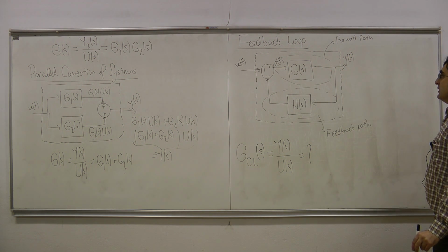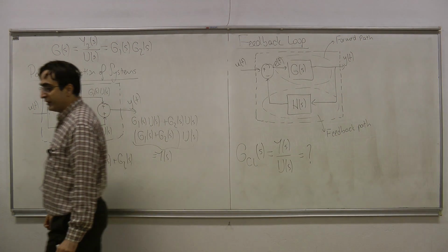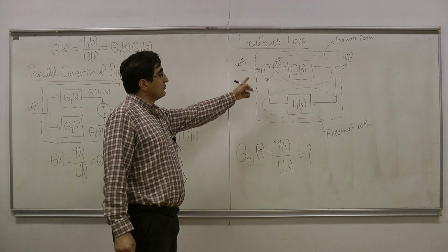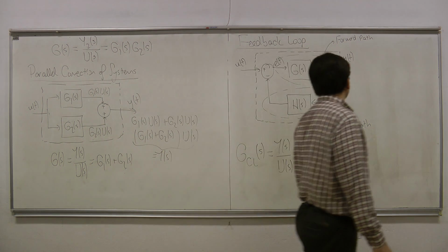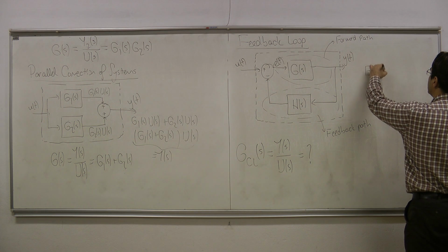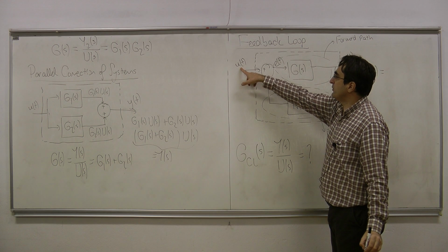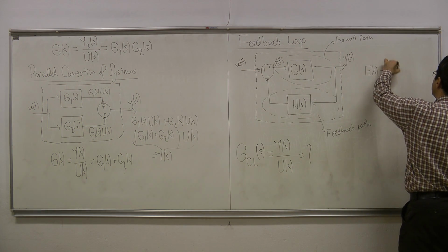Okay? In order to be able to find the overall transfer function here, I'm going to be writing all of the equations that are coming from such a system. So now let us try to write them. The first thing that I'm going to write is E(s). E(s) is the subtraction of two signals. The first signal is u(t). Its Laplace transform is U(s).